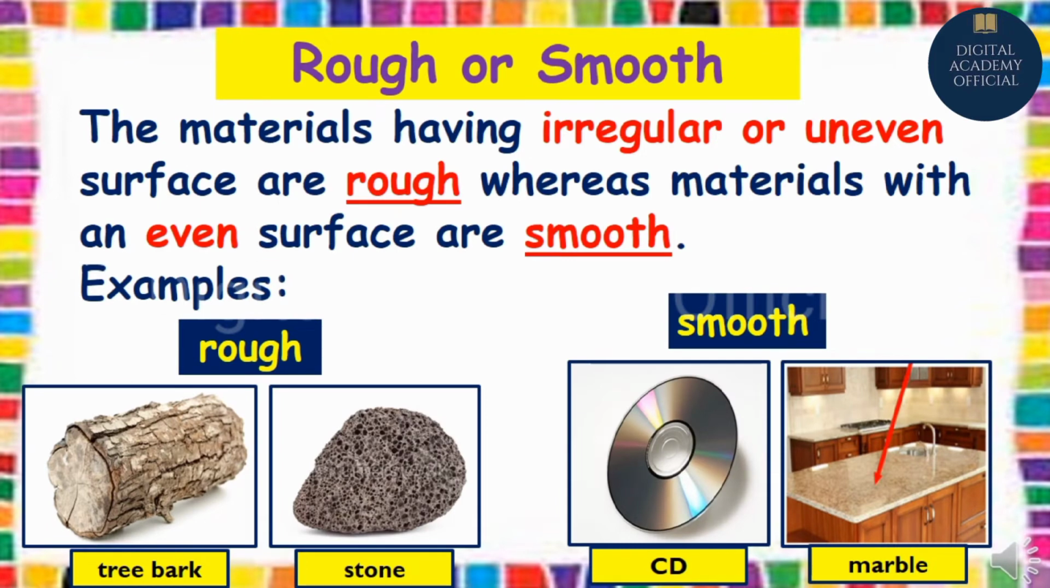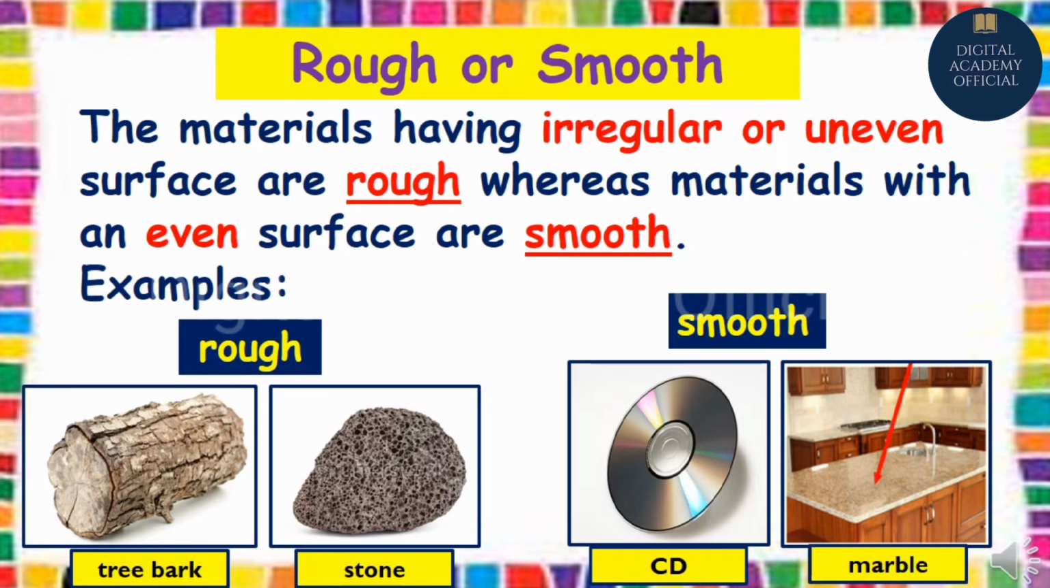Let's now talk about rough or smooth surfaces. Some materials have an irregular or uneven surface. They are called rough, whereas some materials have an even surface. They are called smooth. So rough objects could be a piece of wood or a piece of stone. When you try touching it, your hand might get scratched and a little bit hurt. Yes? So that's a rough texture. That's a rough material that you're touching.